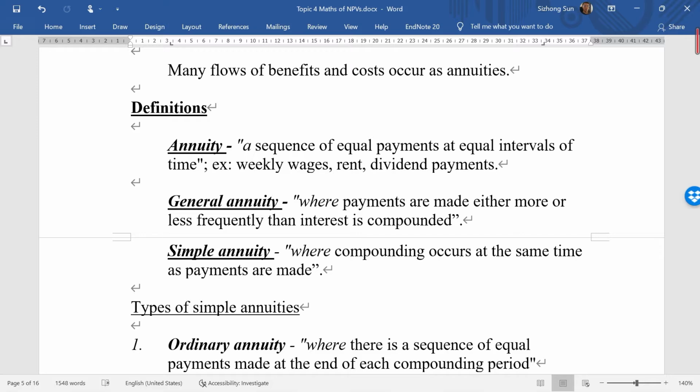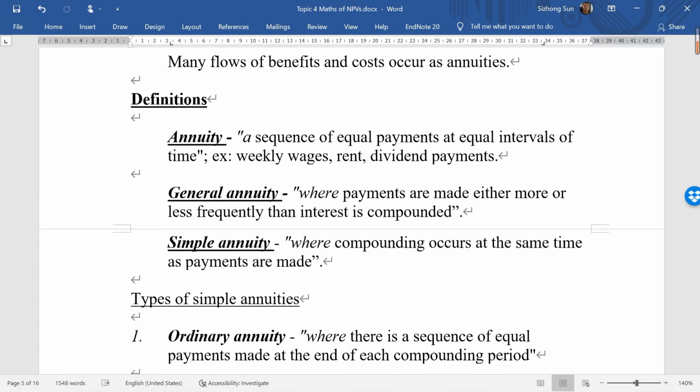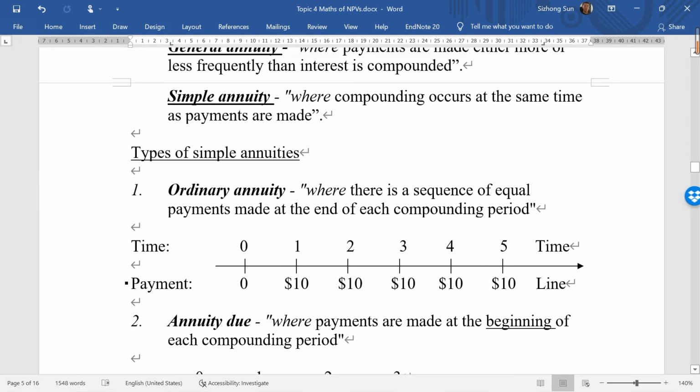There are two types, or we can think that there are two kinds of this annuity. It could be what is called a general annuity, where the payments are made either more or less frequently than interest is compounded. If the compounding occurs at the same time as payments are made, we call it a simple annuity. We can classify these annuities into different types. First is ordinary annuities. That's where there's a sequence of equal payments made at the end of each compounding period.